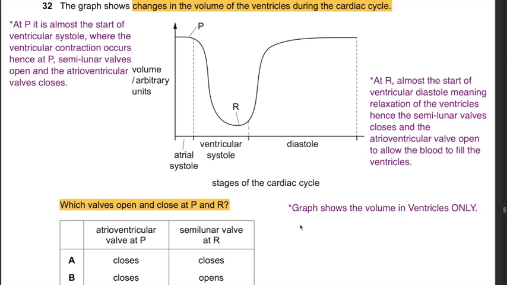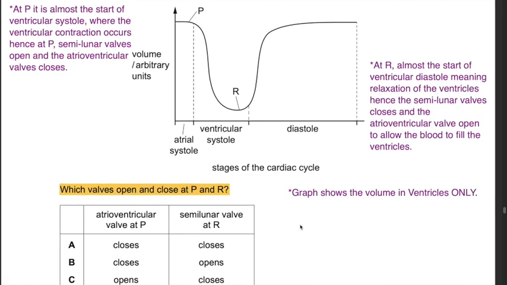At P, it is almost a start of the ventricular systole, where the ventricular contraction occurs. Systole means contraction, diastole means relaxation. Do keep this point in mind. So ventricular systole occurs at P. Hence at P, semilunar valves open, because when there is ventricular contraction, semilunar valves would open and the atrioventricular valves close. If you are not thorough with this section, I would advise you to go revise through these points in your textbook. Again, ventricular contraction, semilunar valves open and atrioventricular valves close.